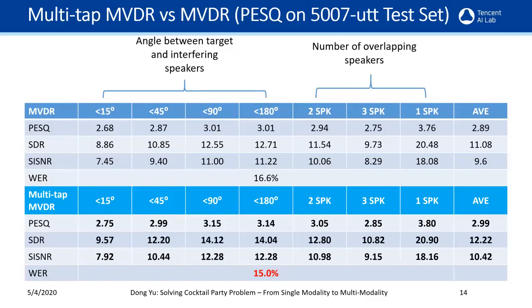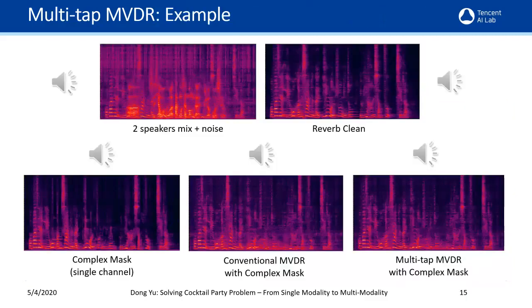The same observation and conclusion can be made on a different but larger and more challenging test set. Let's listen to an example. This is a two-speaker mixture plus noise.